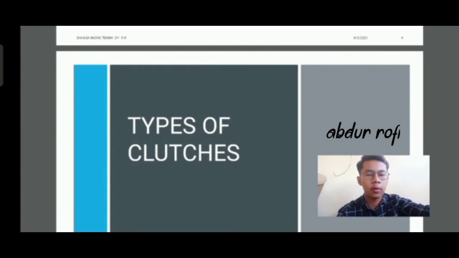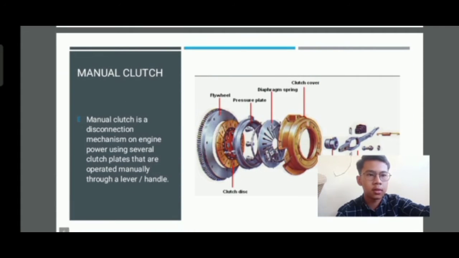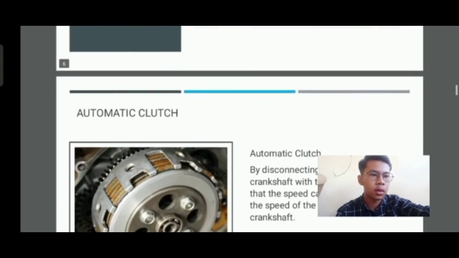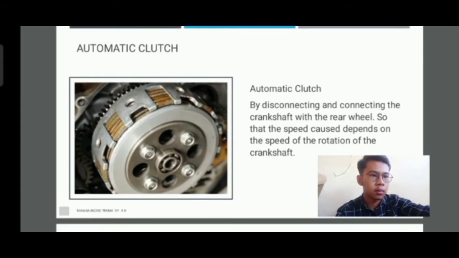Now, I will explain pages 5 to 9. Types of clutch. First, manual clutch. A manual clutch is a disconnection mechanism on engine power using several clutch plates that are operated manually through a lever or handle. Second, automatic clutch. An automatic clutch disconnects and connects the crankshaft with the rear wheel, so that the speed depends on the speed of the rotation of the crankshaft.